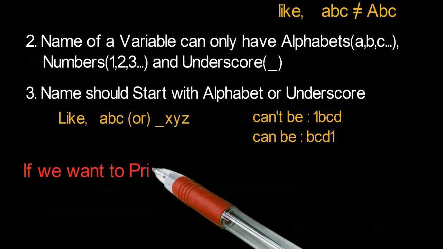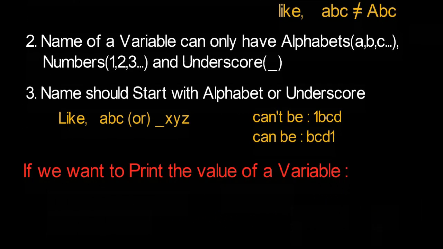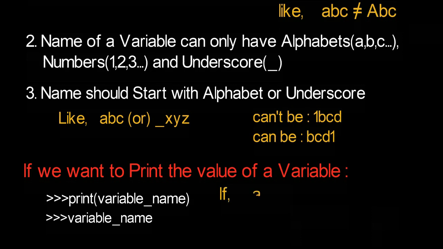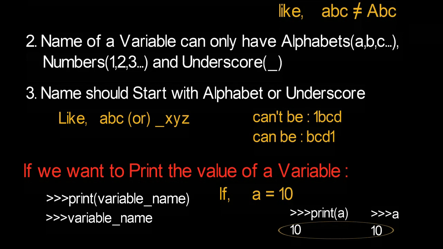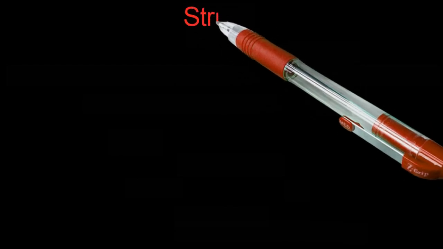Also, if we want to print or see the value of any variable, we can use the print function or simply type the variable name. For example, if a is equal to 10, to print it, we can type print and a in brackets, or simply a. Both will give the result as 10, which is the value of a. Alright, since we're more clear on what variables are, let's look towards strings.